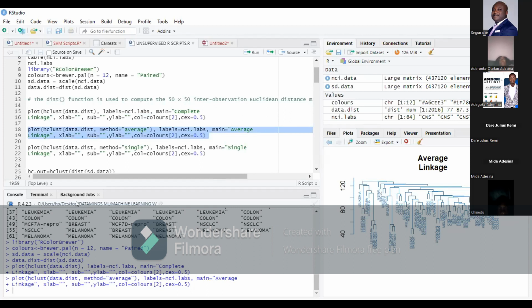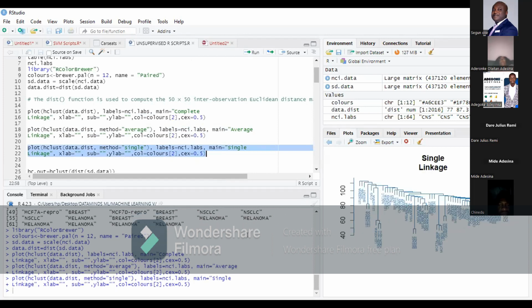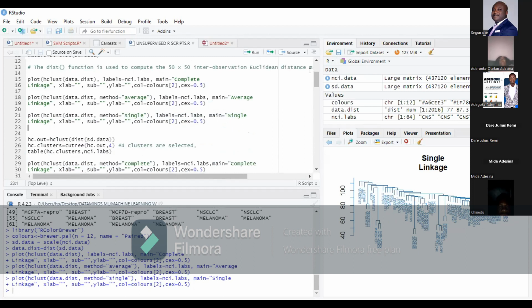Okay. Now for the single linkage, is what we have. And that is it.